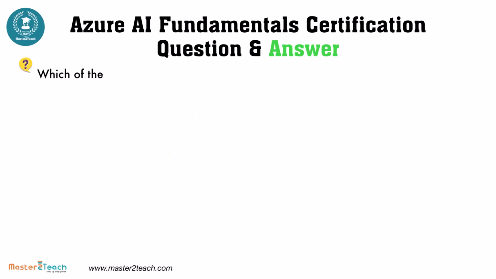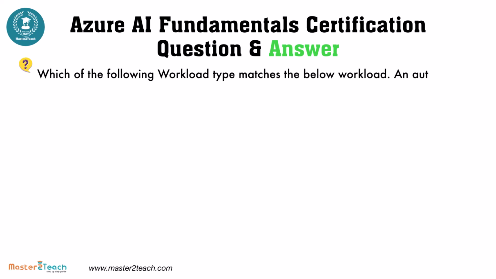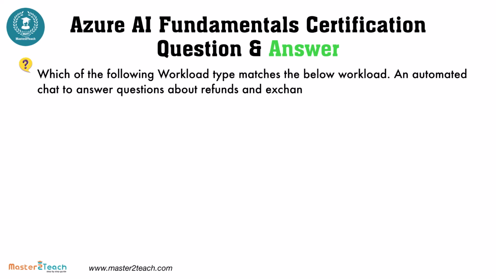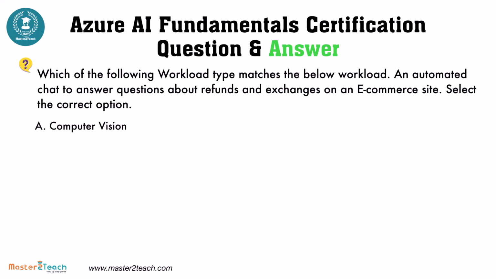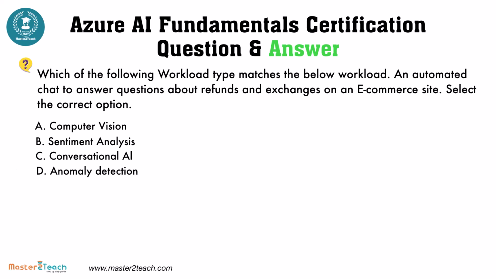Which of the following workload types matches the below workload? An automated chat to answer questions about refunds and exchanges on an e-commerce site. Select the correct option. The options are A. Computer vision, B. Sentiment analysis, C. Conversational AI, D. Anomaly detection.